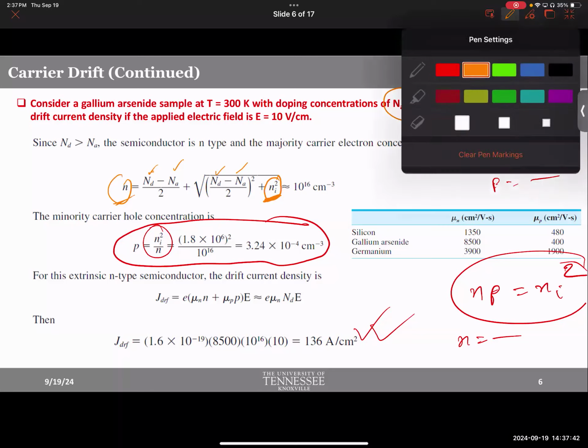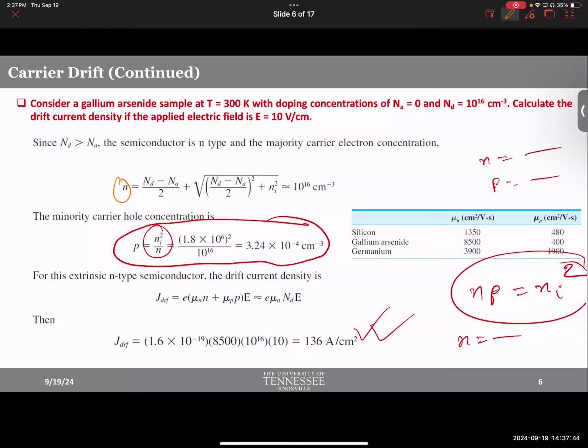Okay, now once you get that, you could also use a similar equation for P and do the whole calculation. Or remember, there was a simple relation: N times P equals Ni squared for semiconductors. Number of electrons times number of holes will always be equal to intrinsic carrier concentration squared.